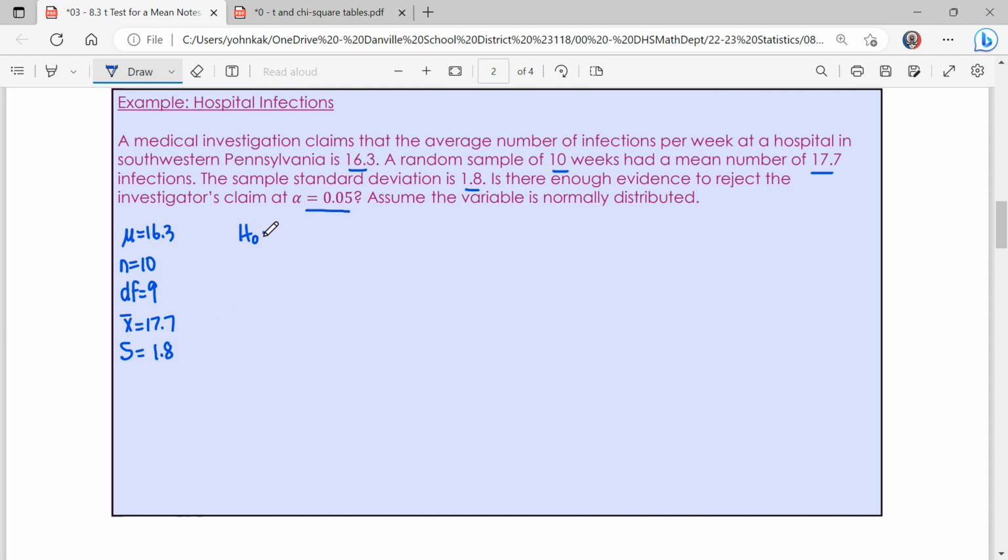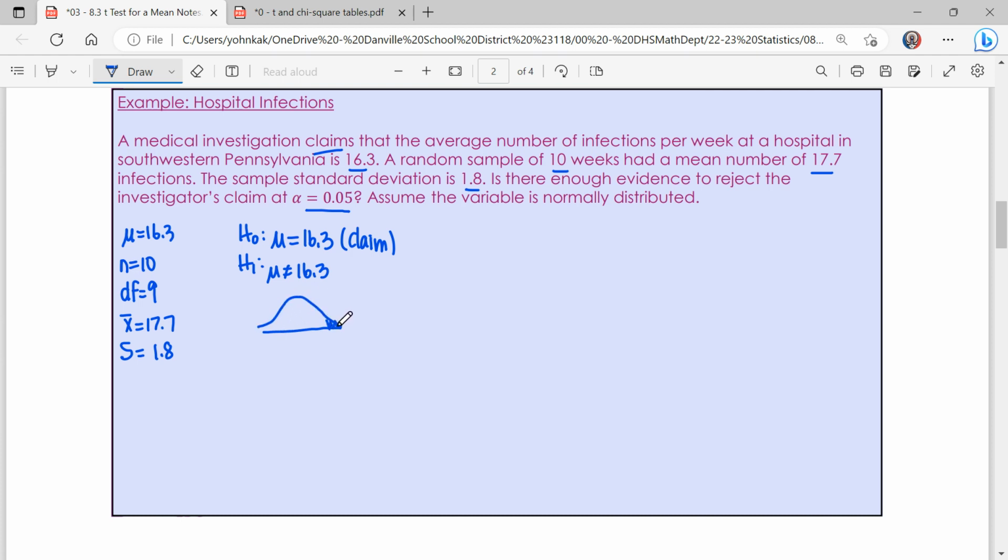So now let's write our hypotheses. The medical investigation was claiming that it was 16.3, so that's our null hypothesis, mu equals 16.3. It's also our claim. Now, the problem doesn't say anything about being greater or less, so our alternative hypothesis is not equal to. So we're going to draw our picture.